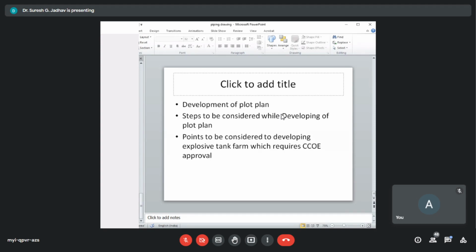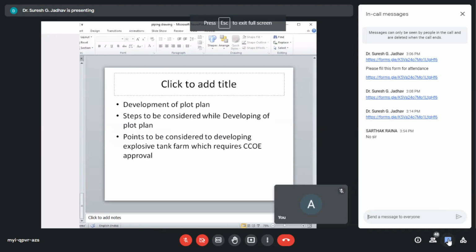The remaining points are developing plot plans and points to be considered for developing an explosive tank farm, which requires CCOE approvals, that is, Chief Controller of Explosives approvals. Then we'll finish the plot plans, and later we'll see different sketches of the development of plot plans. So is it okay? Yes, sir. Okay, fine. Then we'll close.